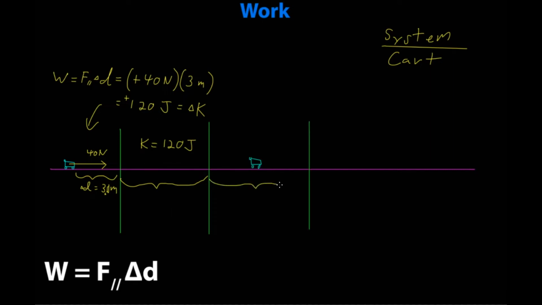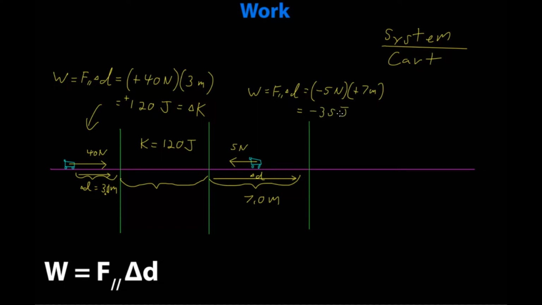Let's say during this displacement, which is to the right of 7 meters, there's a force exerted on the cart to the left of 5 newtons. Work is force parallel times delta D. In this case, it would be negative 5 newtons times positive 7 meters. Notice both my displacements are to the right, which would give me negative 35 joules.